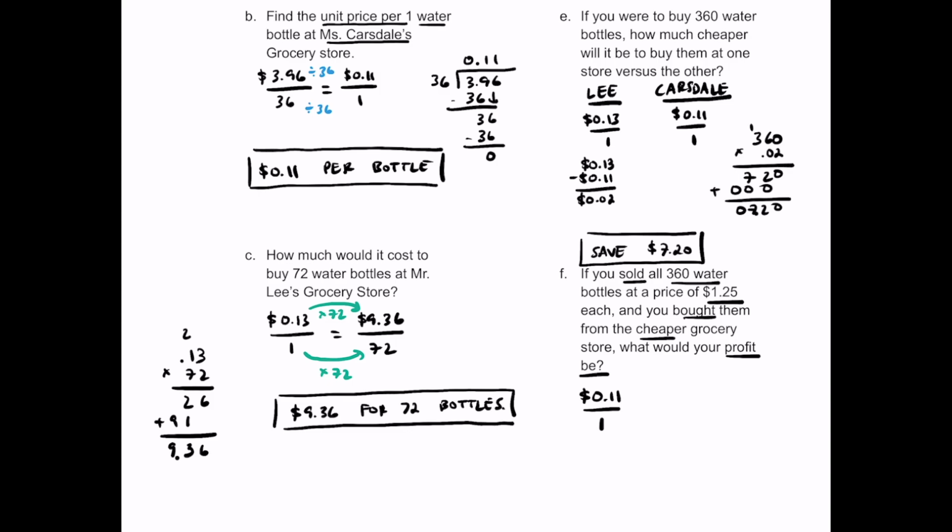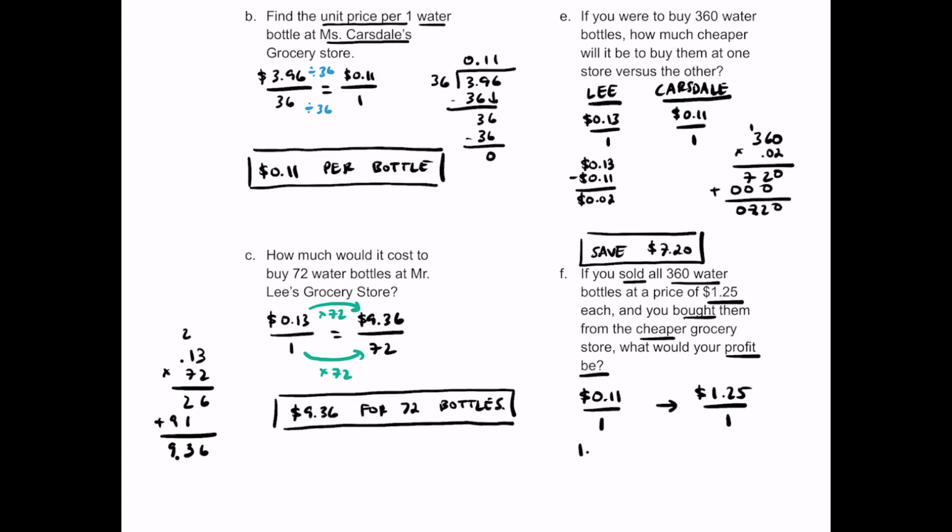And you're going to turn that around and sell that maybe somewhere where people need water and they're willing to pay more for it, $1.25 per one water bottle. So the question is how much would you profit if you sold 360 of them? Well, maybe it makes sense for you to see how much you're profiting per one water bottle, right?